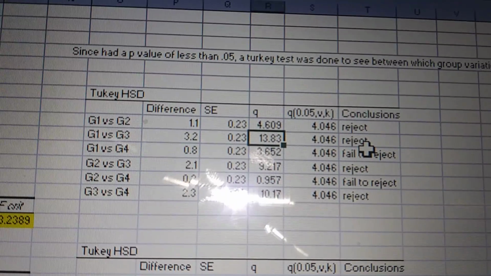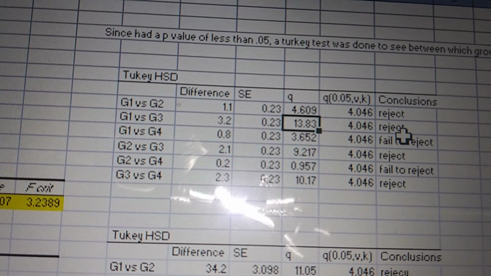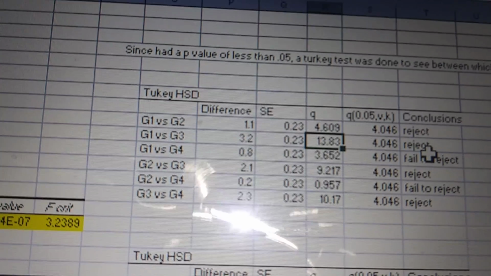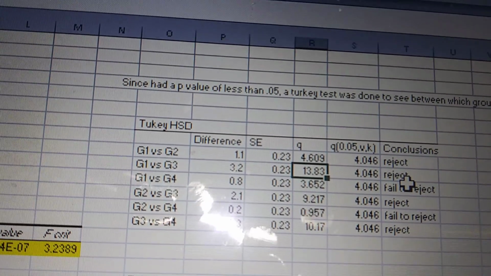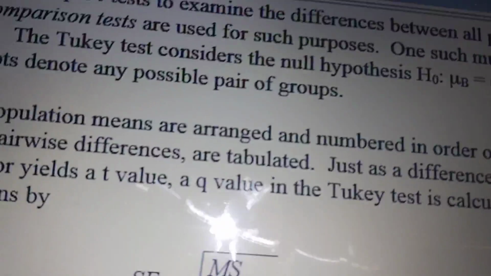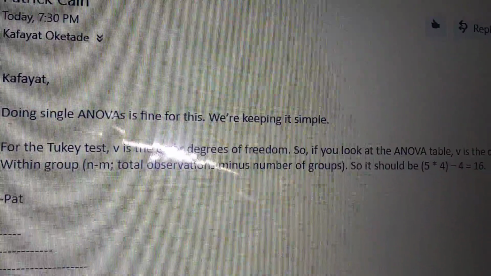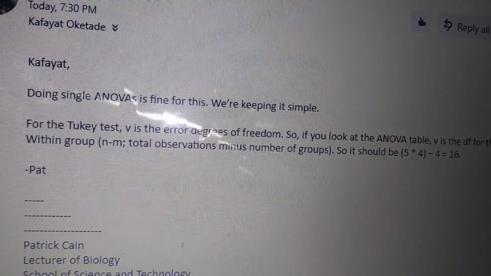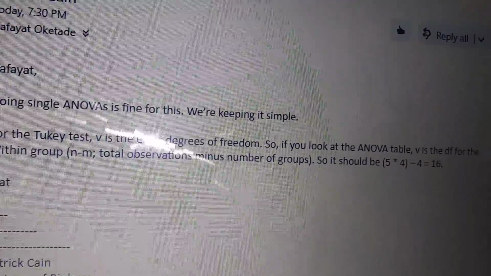Now, when we get to Q critical, which is the Q 0.5 VK thing, you have to go back to the chart in the third document. That's why you have to read the third document. You actually have to use it. There's a chart inside there, and this is what he explains in the email. He said that for the chart, for the Tukey test, it's supposed to be on the vertical side of that chart inside the third document.